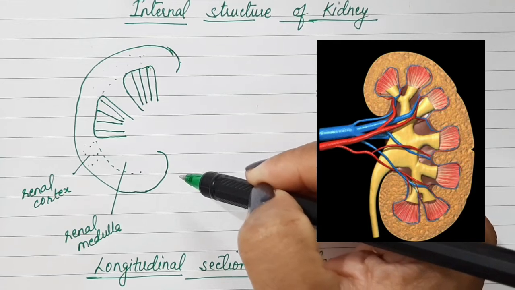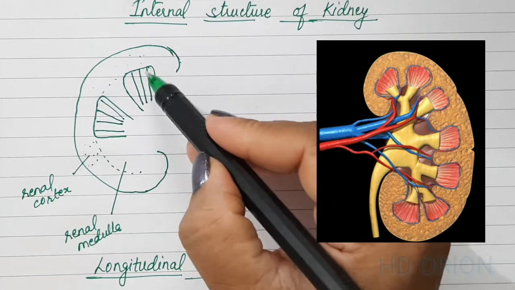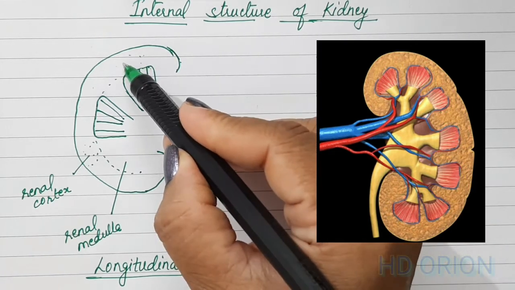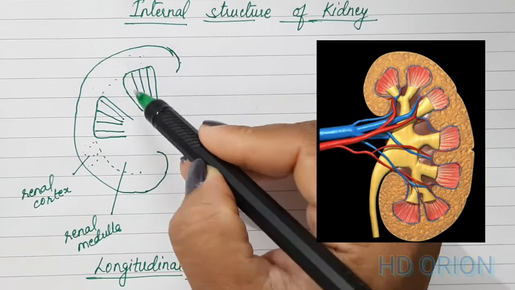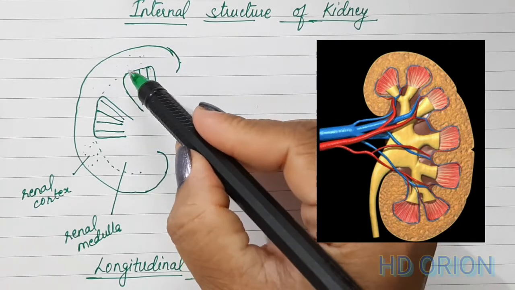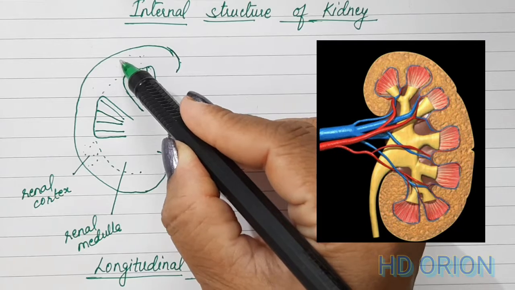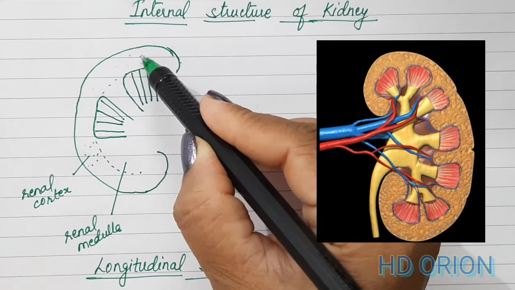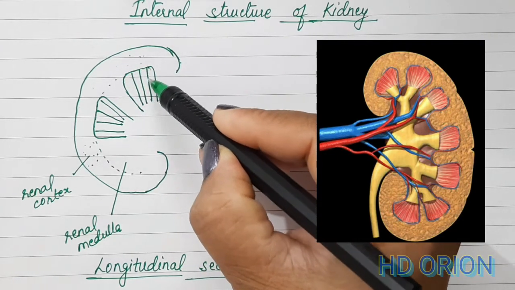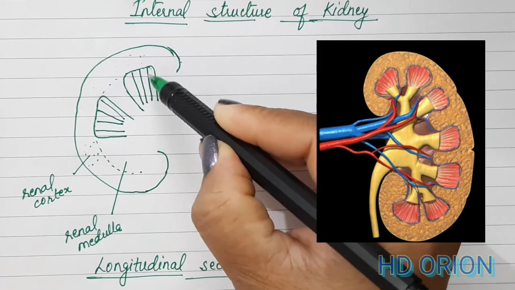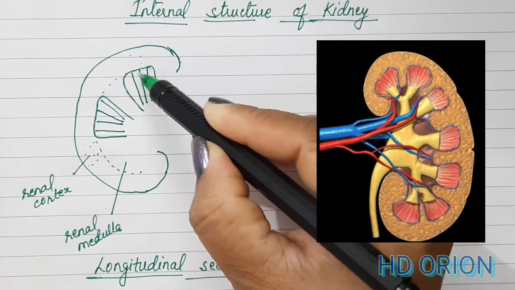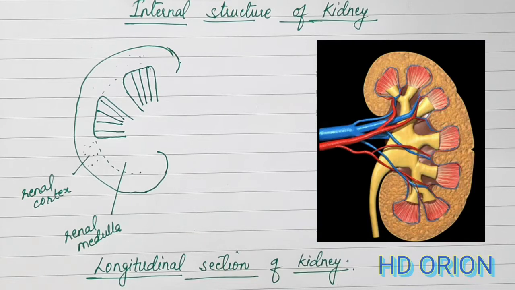Now, the location of the nephrons or their position inside is in such a manner that the renal corpuscle, which I'll be discussing later in this video, or the Malpighian body is present here, which is seen as dots, and the long collecting ducts run through the medullary region. So, they are shown in such striations.